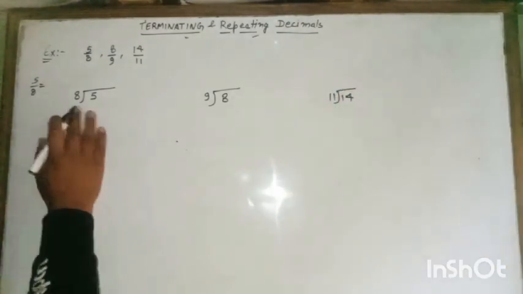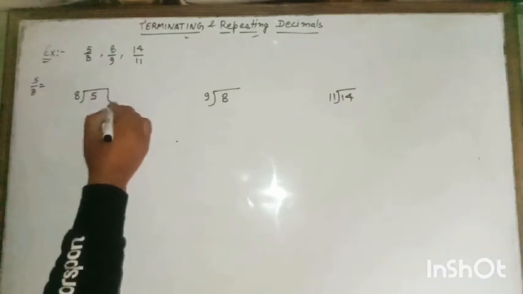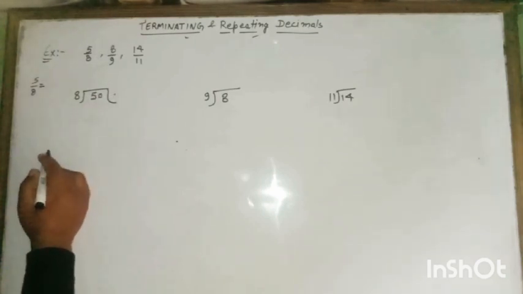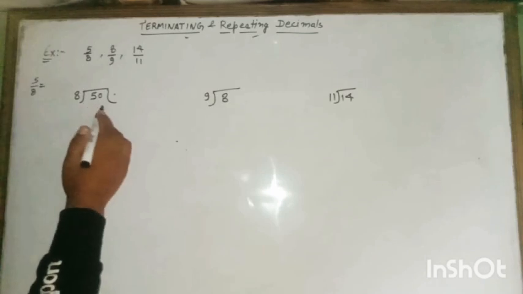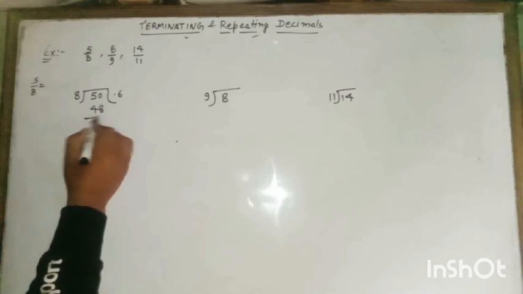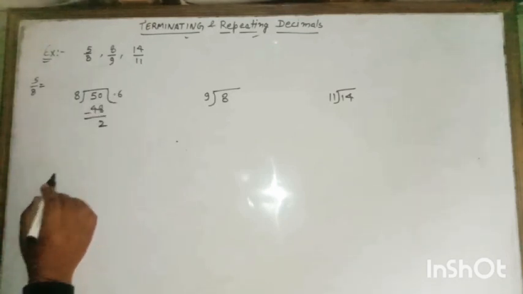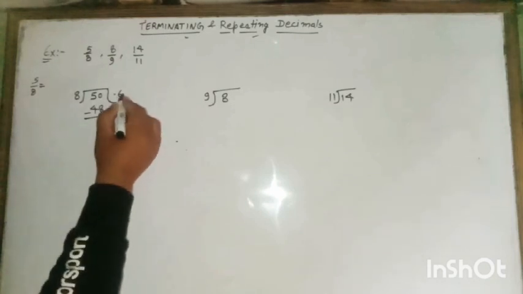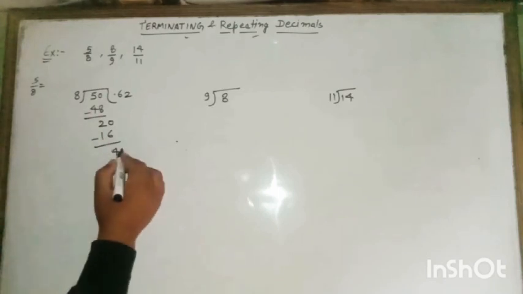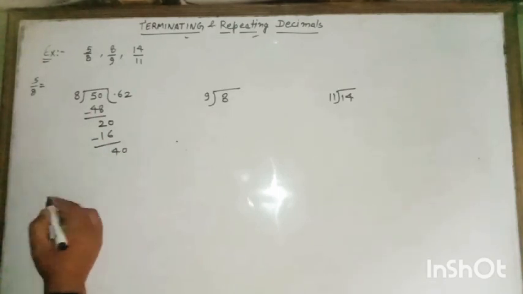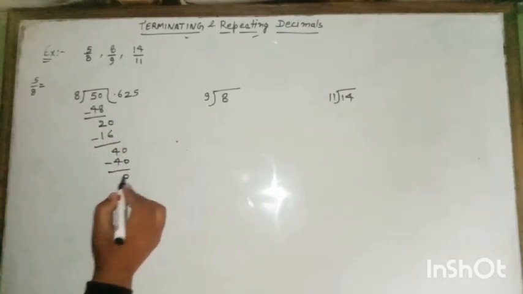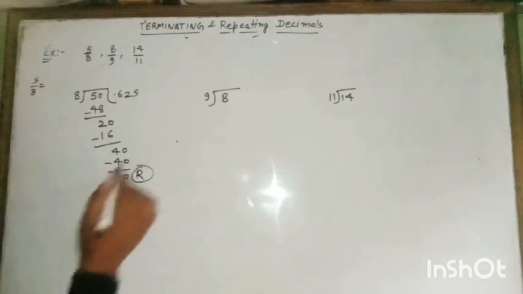First we will divide this one. What will be our quotient? You can see 8 is not divisible into 5, so we place the point here and 0 will be added, so 50. 8 times 6 is 48, carry 2. Now the point is already there, so we can place 0. 8 times 2 is 16, minus, it will be 4. The point is already there, so we can add 0 here. 8 times 5 is 40, so 40 minus 40 will be 0. Here you can see our remainder is 0.